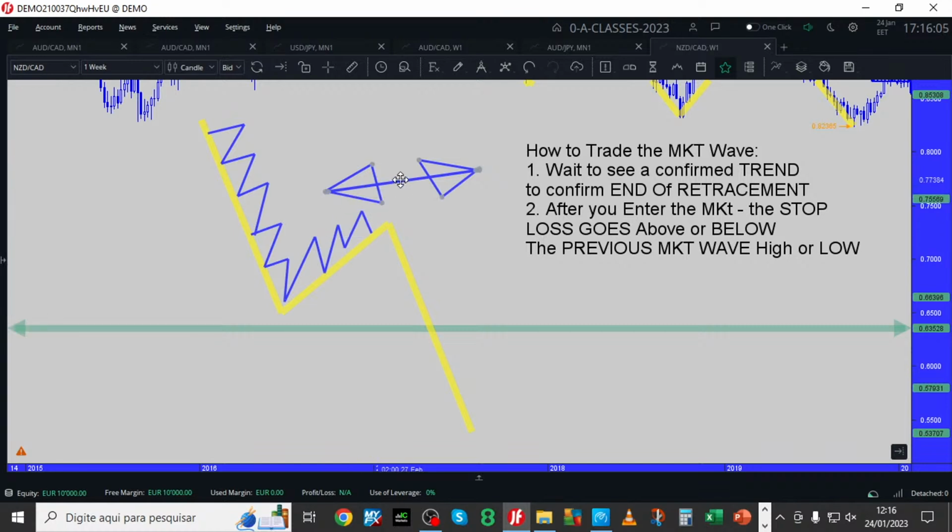Now is this the environment, everybody, where we are going to wait to see a confirmed trend to confirm the end of retracement? Boss, it's a downtrend. This is in general, makes sense, everybody? It goes both sides. You are correct, but I wrote in general. So the market's making higher highs, higher lows, higher highs, higher lows. Is it in here that we are going to wait?